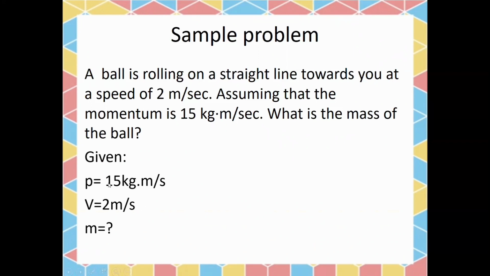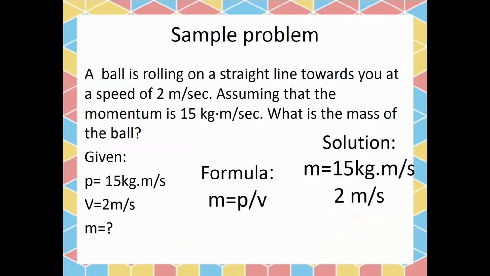The given momentum is 15 kilogram meter per second and a velocity of 2 meter per second, while we are looking for the value of the mass. So using the triangle formula, how are you going to get the formula for mass? Mass is equal to momentum divided by velocity. So, as a solution, 15 kilogram meter per second divided by 2 meter per second.